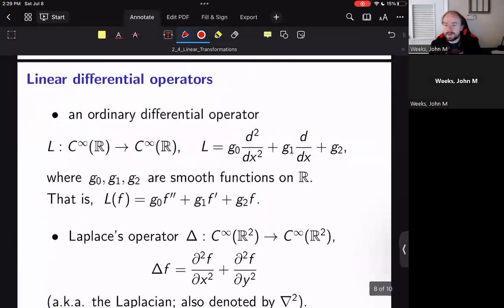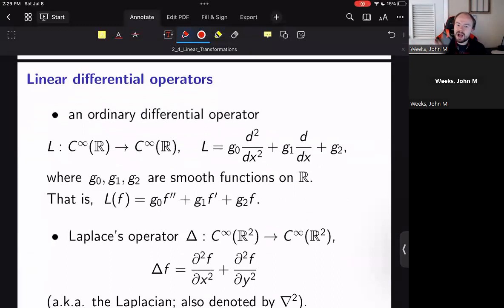Linear differential operators. These are very nice to us because we're going to be talking about differential equations very soon. In fact, we're going to go through the calculus sequence near the end of this course. So we want to know a lot about derivatives and how they work. So let's talk about linear differential operators. Let's start with an ordinary differential operator. Let's take a look at what this one is.